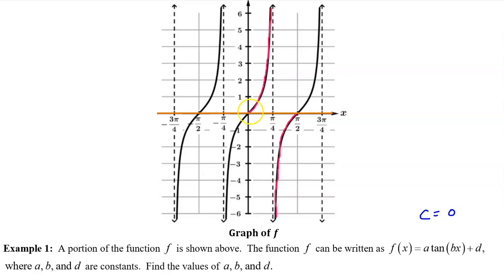So the beginning of this period starts at the first x-intercept at 0, and then ends at the next intercept at pi over 2. Since the period starts at 0 and ends at pi over 2, that means that the period is pi over 2.